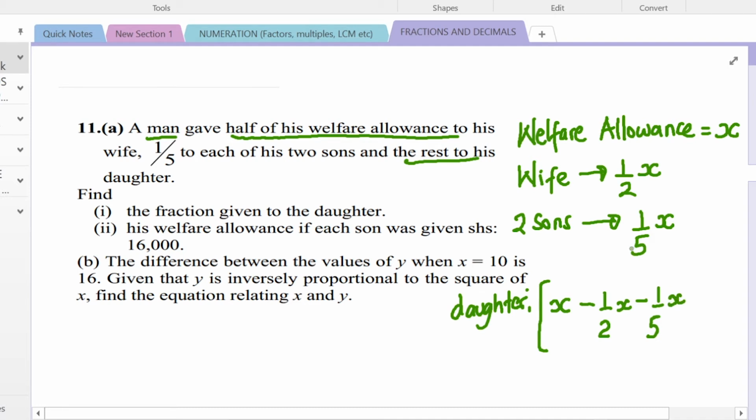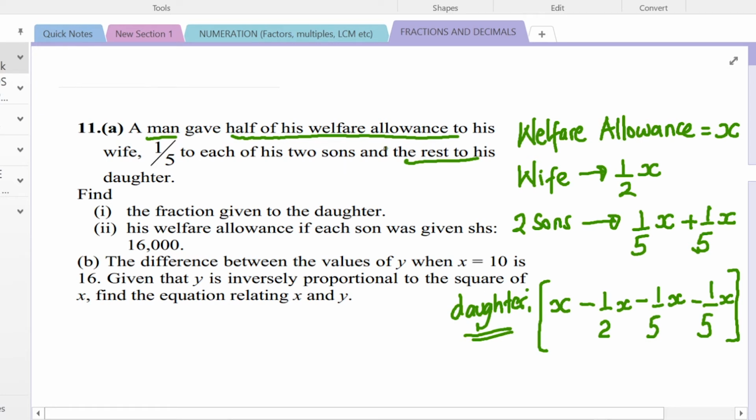Now remember what was given to the sons. We have 2 sons. The question says a fifth to each of his sons. So meaning that this is a fifth, and this fifth is two times, because they are 2 sons. So he gives a fifth to each of his 2 sons. So even here, as we are subtracting what the daughter gets, it is the value of X, which is the welfare allowance, minus what his wife got, which is a half X, minus what one of the sons got, which is a fifth X, minus what the second son got, which is a fifth X. So the answer to that calculation is what the daughter gets.